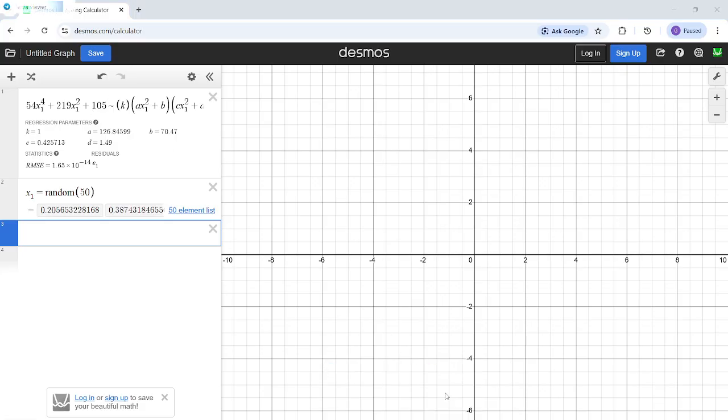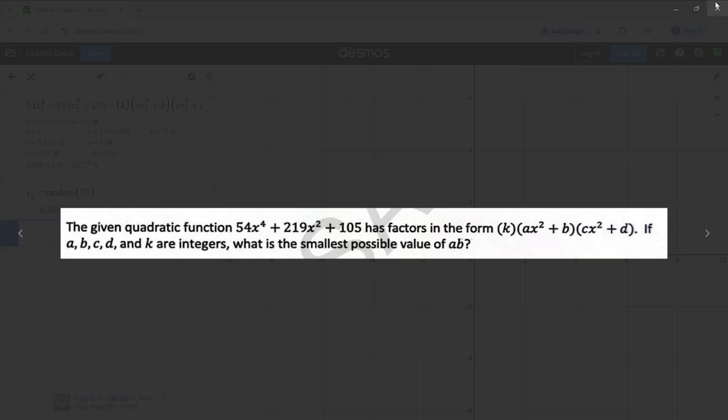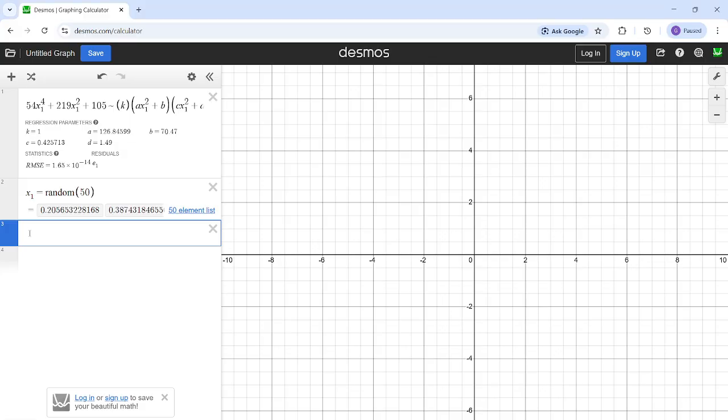Here, the question says k is an integer. An integer is a whole number. It's not 1.2 or 1.8 or something like that. It is 2 or 4 or 5 or some number like that. Now, we need to find k. We know that k is an integer. Using our logic, we know that k should be divisible by all of these numbers, by 54, 219, and 105.